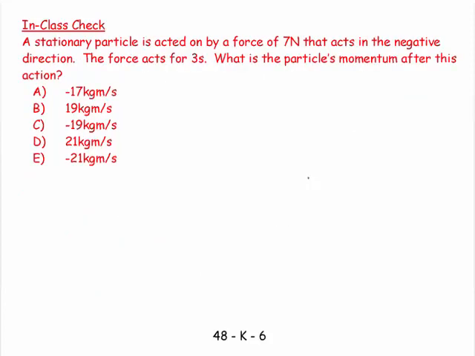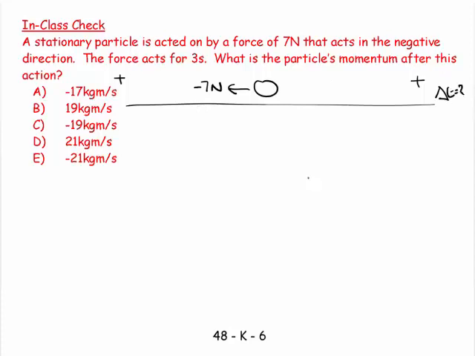Next bit. Now we're going to bring it together. And we say, this next question says a stationary particle is acted on by a 7 Newton force that acts in the negative direction. Minus 7 newtons. Negative and positive, that means there's a positive end and a negative end of a straight line situation. Force acts for 3 seconds. Delta T equals 3 seconds. And what's going to happen? This is going to go over to this side, and it's going to have a different velocity, different momentum. What is the particle's momentum?